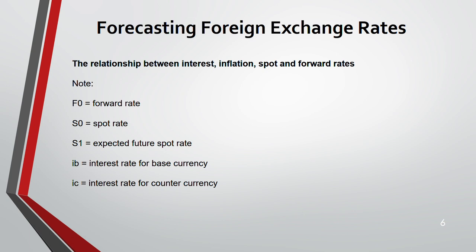There are two types of currency. One is base currency, one is counter currency. Counter currency is the foreign currency. Base currency is your local currency. H stands for inflation. Remember, HB is inflation of the base currency. HC is inflation of the counter currency. C stands for counter, B stands for base.